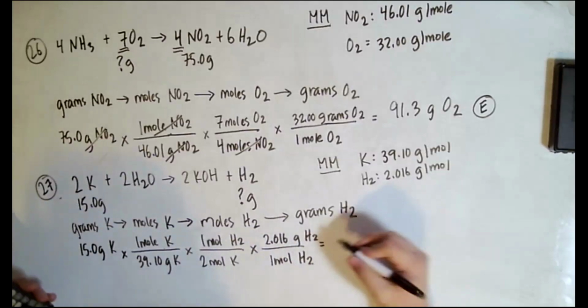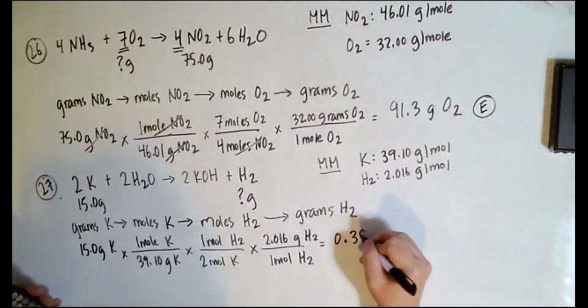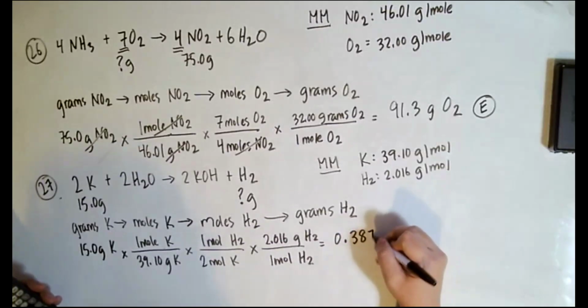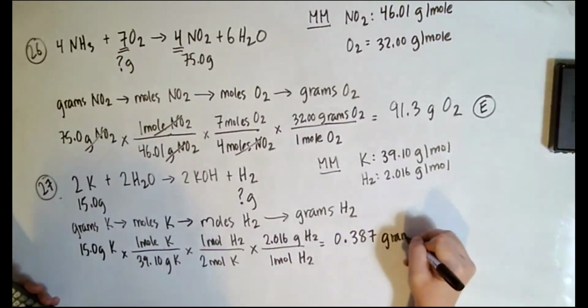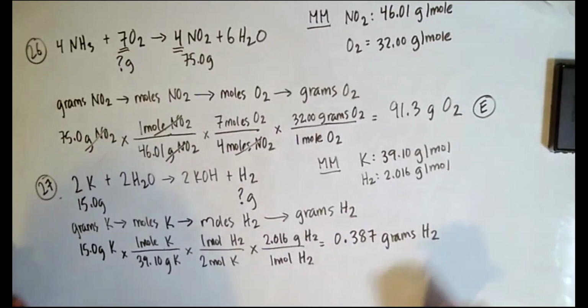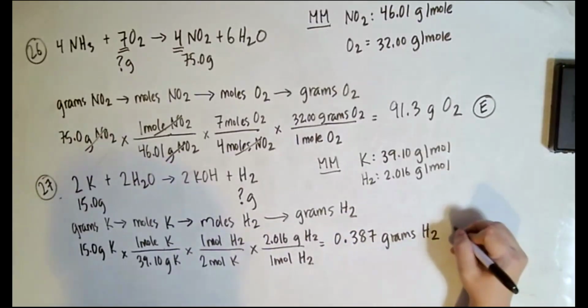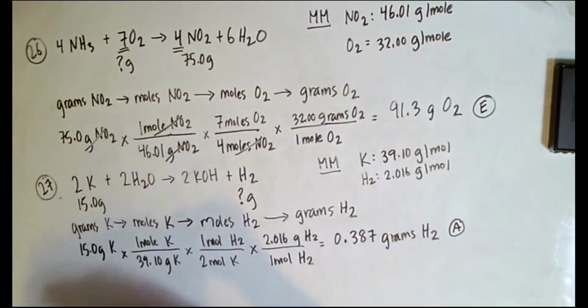Okay, and we end up with 0.387 grams of H2 that are going to form. That's answer choice A. All right. Our next 2 questions are balancing questions. So I'm going to share the screen again, just to take a look before we start balancing.